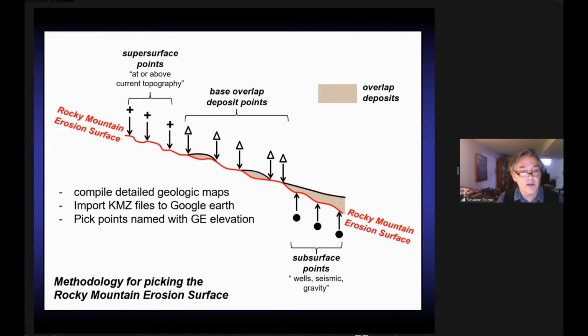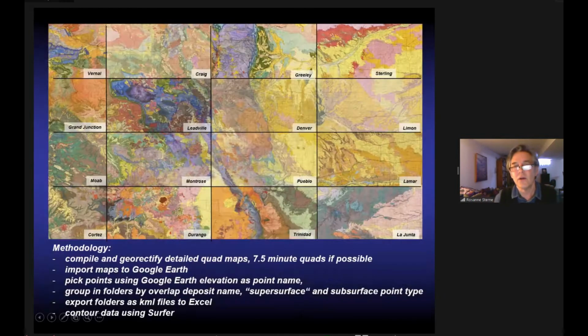So I compile a bunch of detailed geologic maps. Well, let's take a look at this. So here's a compilation of 2-degree sheets for Colorado. And sometimes if all I have is a 2-degree sheet, I'll use that. But here's my methodology. I'll compile and georectify detailed quad maps, and those are 7.5-minute quads if I've got them. And I import those maps as KMZ files into Google Earth, and then I pick elevation points for the base for the Rocky Mountain Erosion Surface in Google Earth.